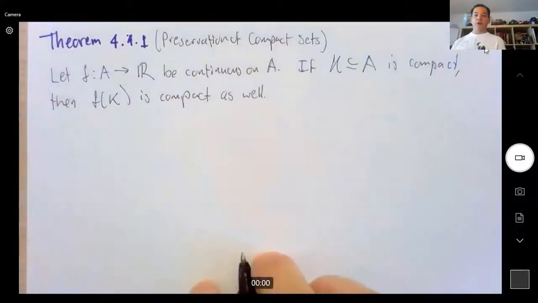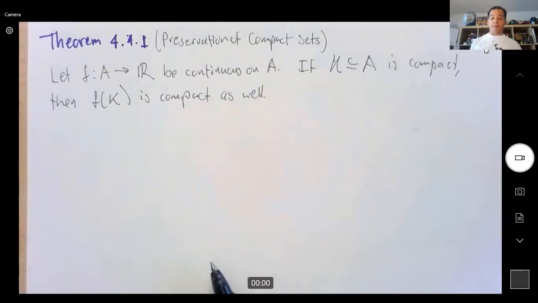So in other words, this nice property we were hoping to have, preservation of some topological property, happens for compact sets. And that's great news because we're going to get some use out of these, as you will see shortly.